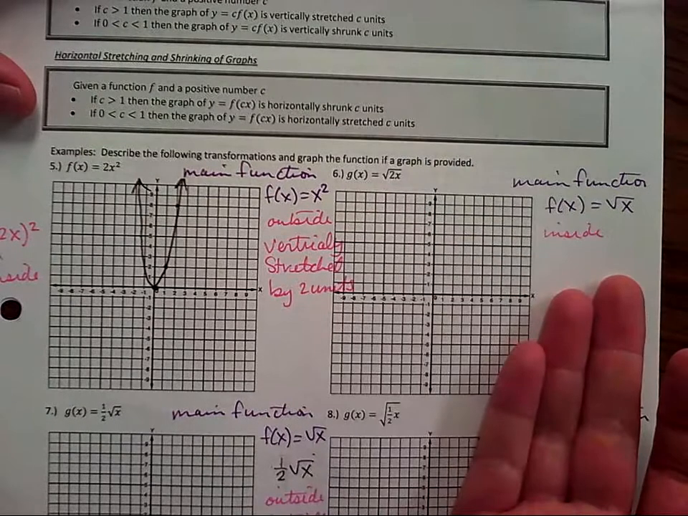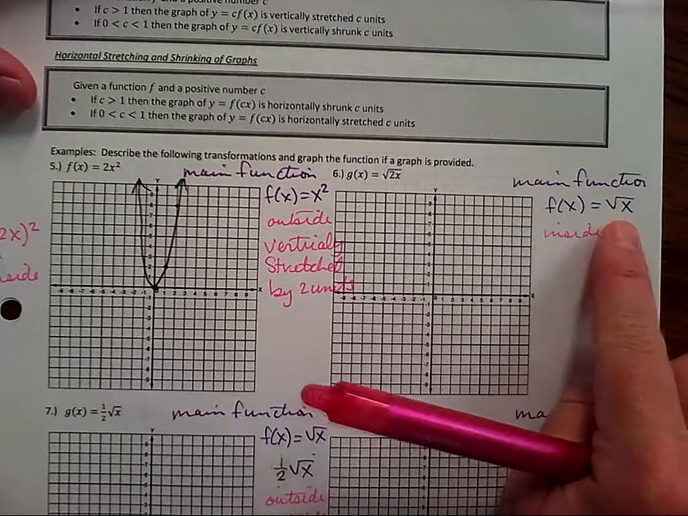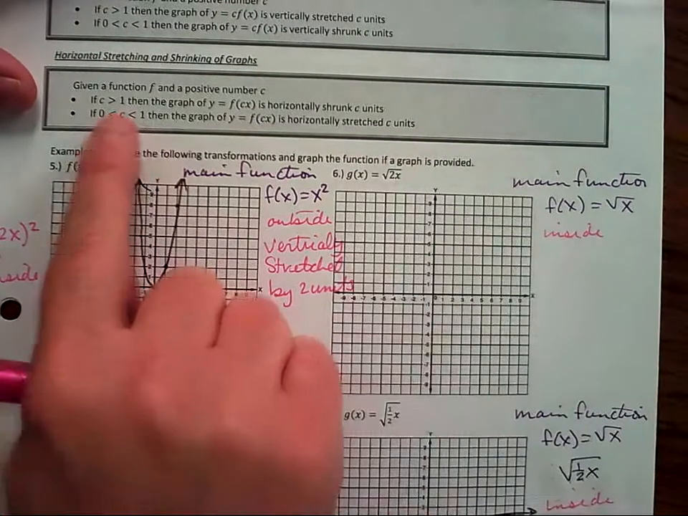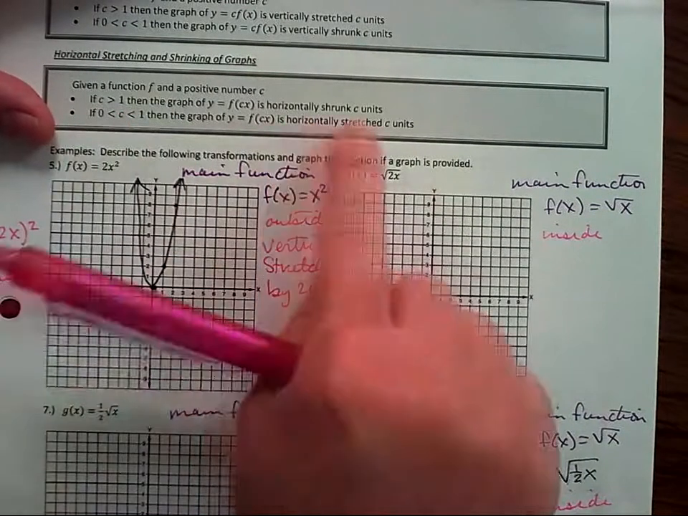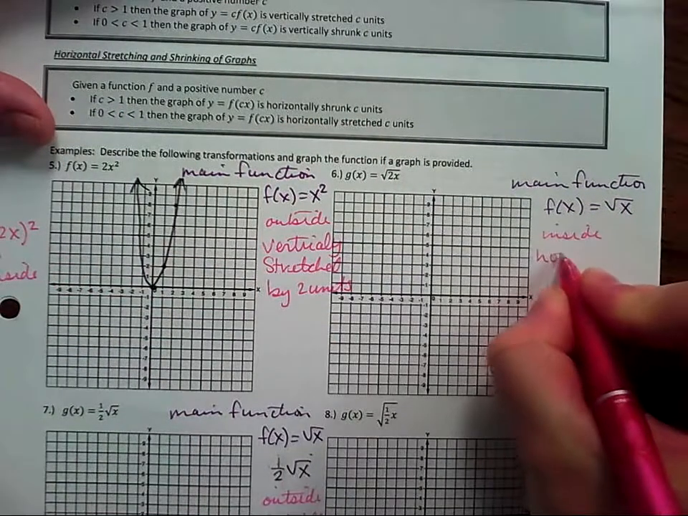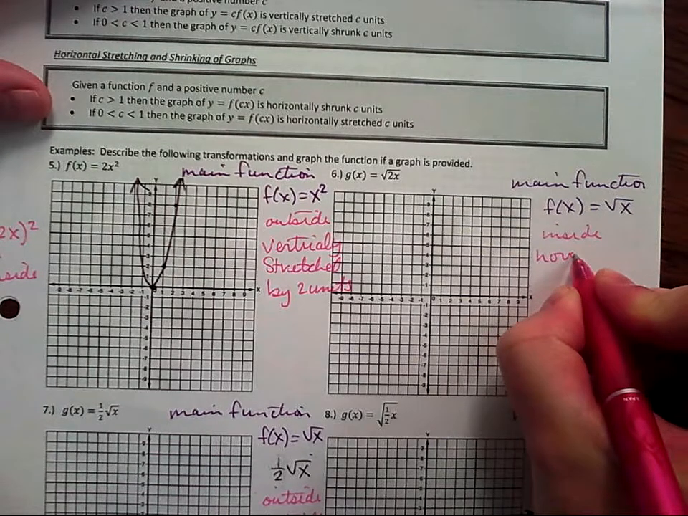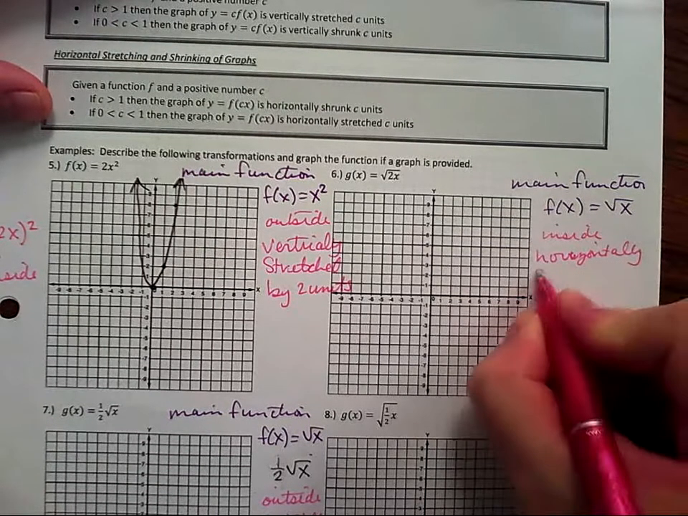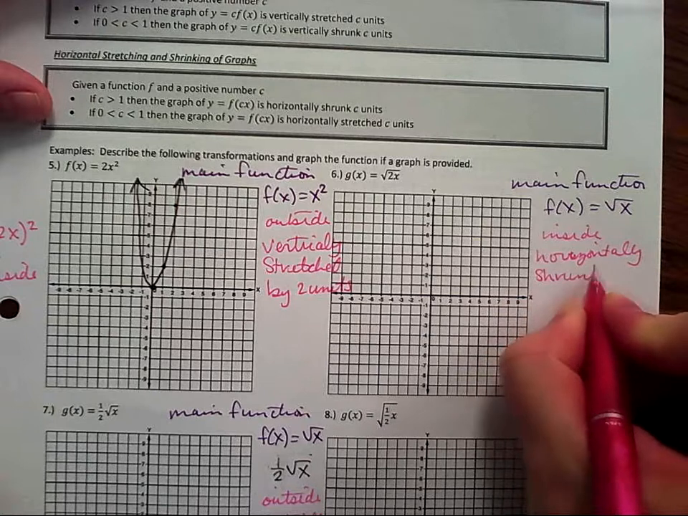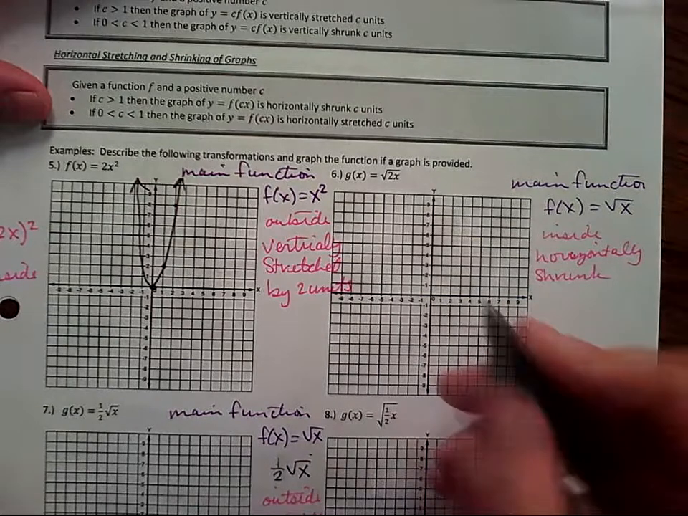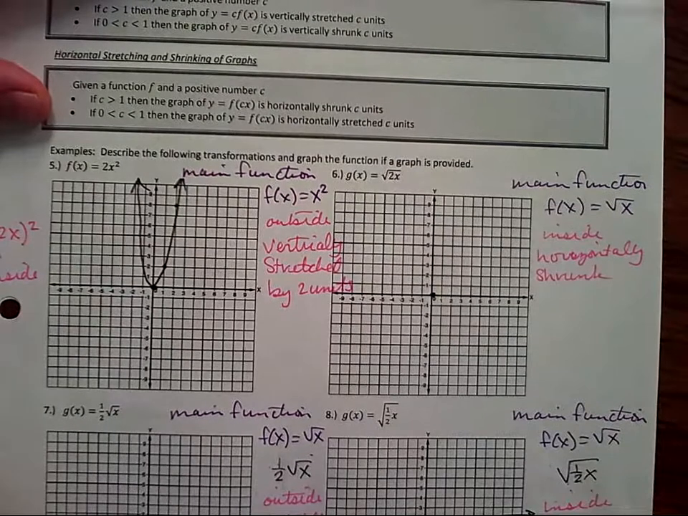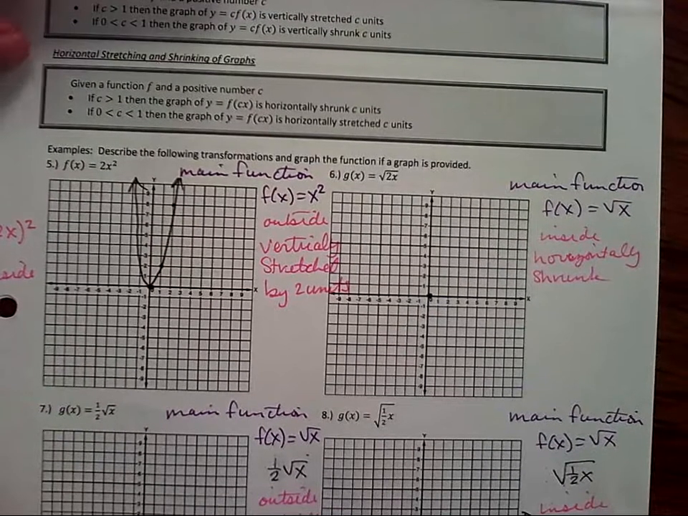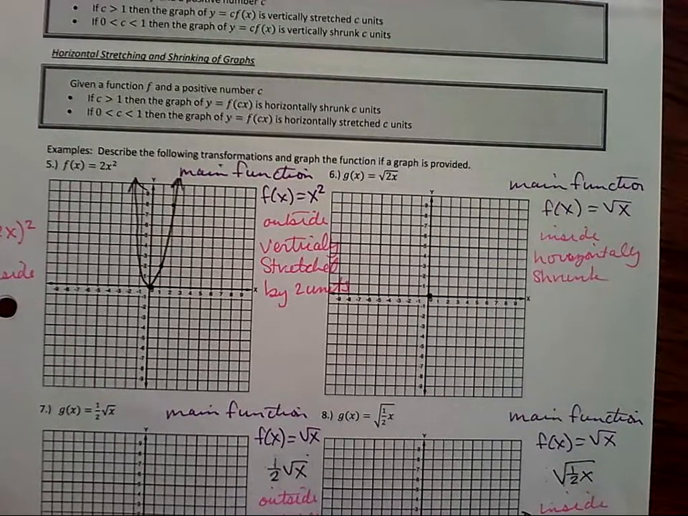So the 2 is on the inside, right? 2 is on the inside of the square root function. 2 is greater than 0, so it's horizontally shrunk. Okay, so let's see what that looks like. 0, 0, because it's a point on the square root of x, it's going to stay a point on the square root of x, right? And then I'm going to horizontally shrink it.